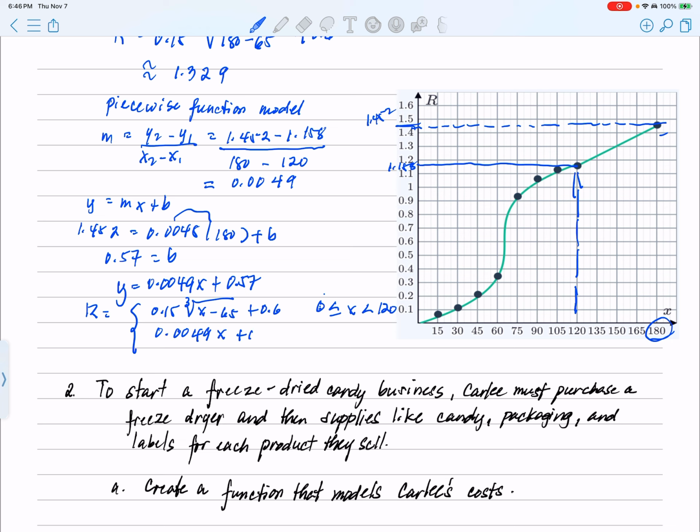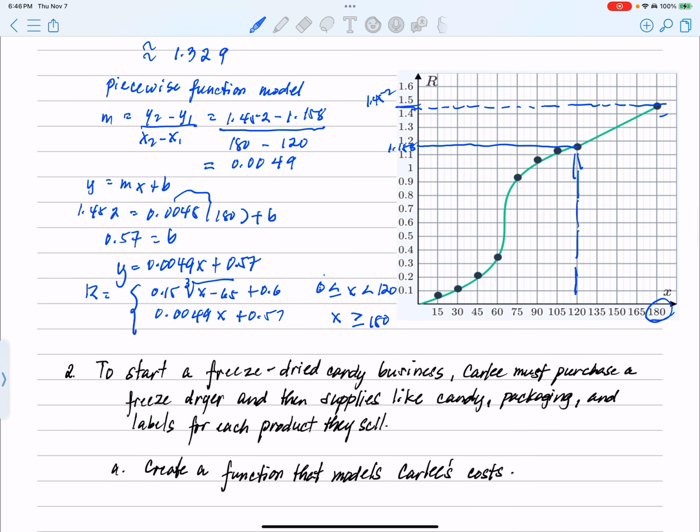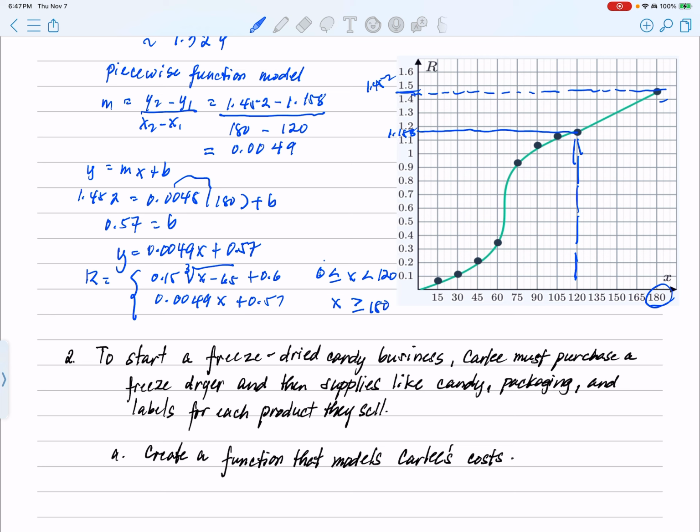So to check if our piecewise function was okay, we have to look at it in the graph right here. The equation appears to model the data well, and as more data is collected, models will often need to be adjusted. Okay, that is how it should be. That's problem number 2.